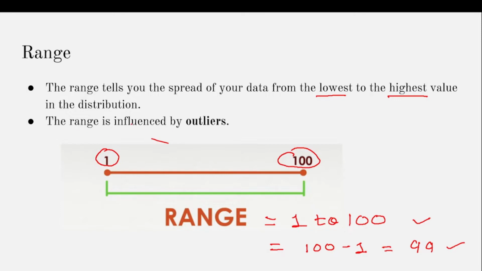One thing to note is that the range is influenced by outliers. We have already seen that the outliers are mostly present on the extreme points, right? So for example, if this 100 was changed to 1000, in that case, my range would have become 1000 minus 1 equals to 999. So the range is affected by outliers.